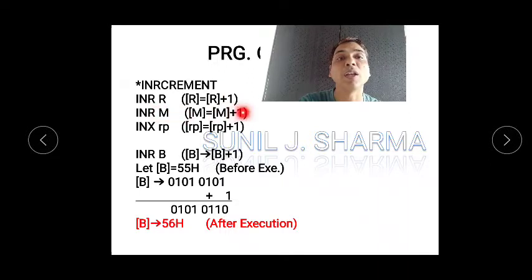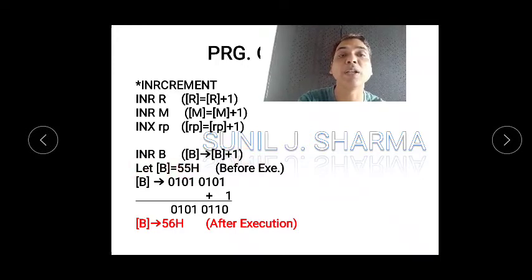Then increment M means the contents of memory will be incremented and stored in memory, and in the same way the register pair will be incremented by 1 and stored. So suppose I write INR B. INR B means the contents of B will be incremented by 1. It doesn't mean B plus 1 is C. Whatever the contents are there, that will be incremented by 1.